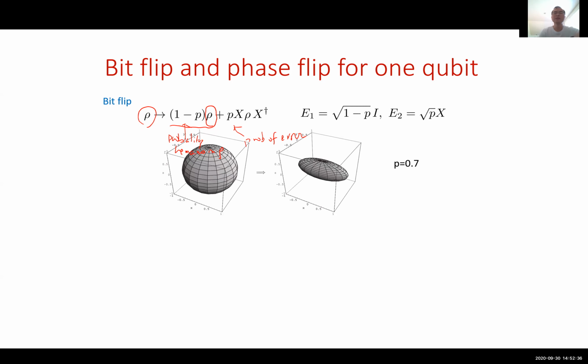So there's a way that we can see on the Bloch sphere here how the action of this works. So initially you have the Bloch sphere here. Under this, it actually shrinks in a way that preserves the length in the x direction, which is the maximal length in x like this. So it becomes like a football shape.